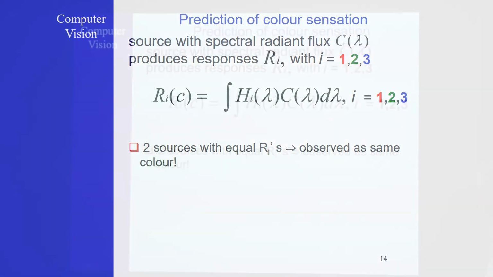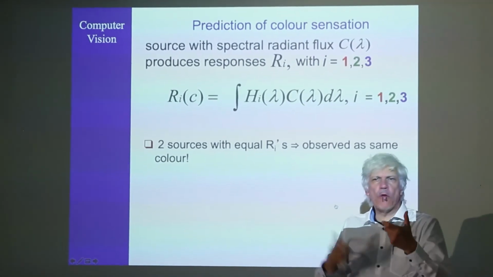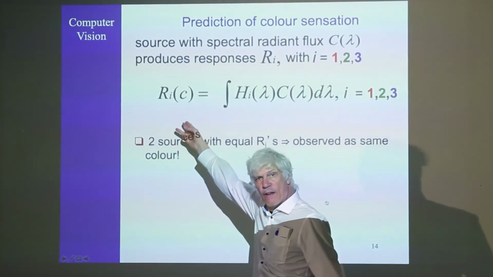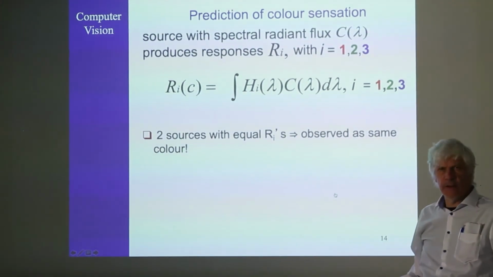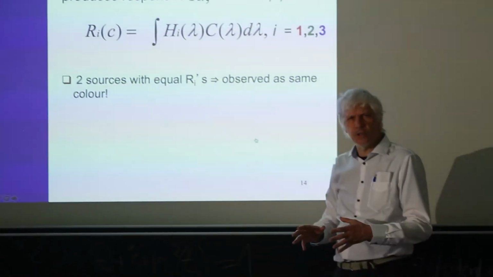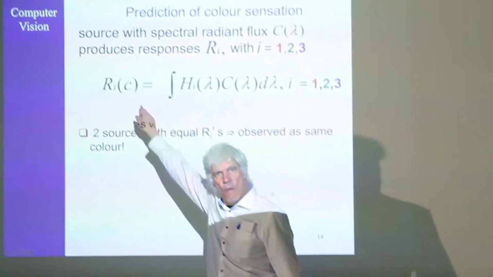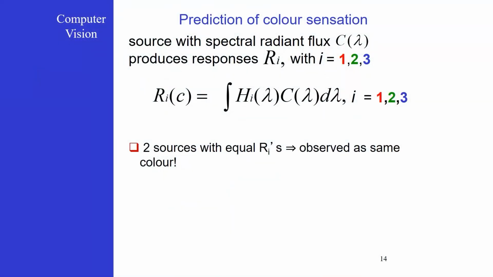It also means that if I would choose two functions, c of lambda, let's say c1 of lambda, c2 of lambda, and you will both yield me the same three numbers here on the left-hand side, the three responses of my cones are the same, then I can't tell the difference between the two light sources. So I may have two light sources with very different spectral compositions, and yet I can't tell the difference if the three responses, R1, R2, R3, are the same. If my three cone types react in the same way. We see the same color, so to speak. So that's kind of sobering.